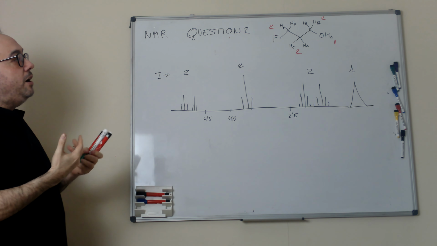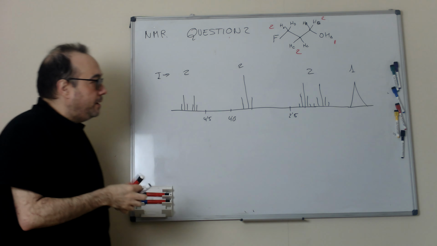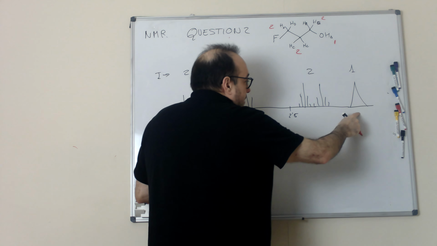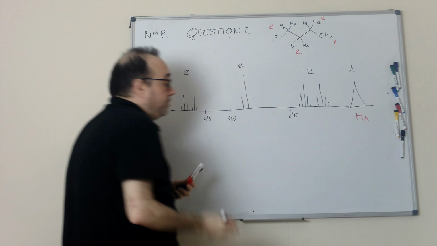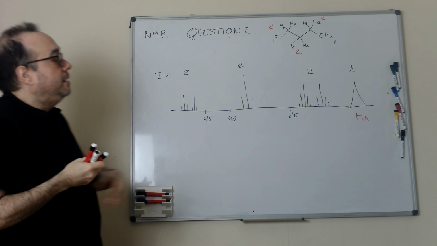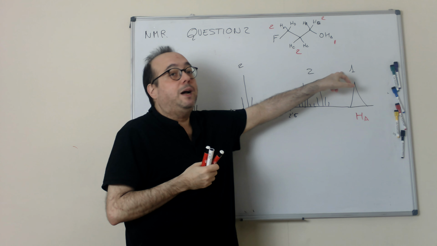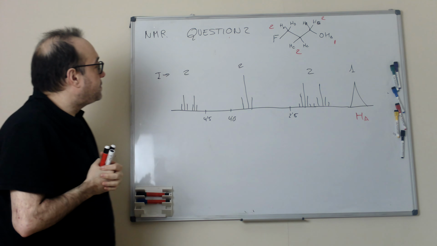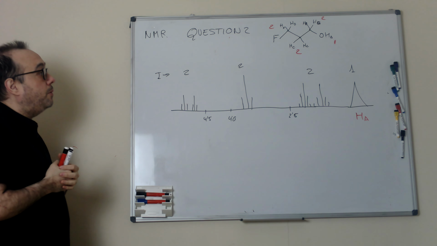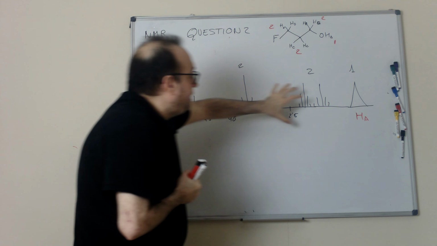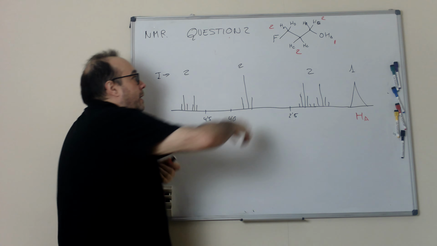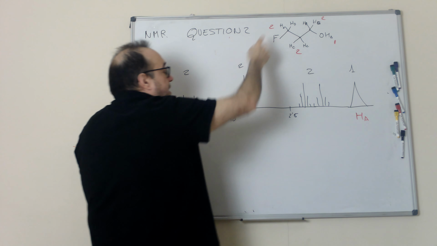That means that only by the integration we can know that this signal, which is a singlet, will be Ha, because it is the only signal that integrates 1. Now the other 3 signals that integrate 2 correspond to Hb, Hc, and Hd.